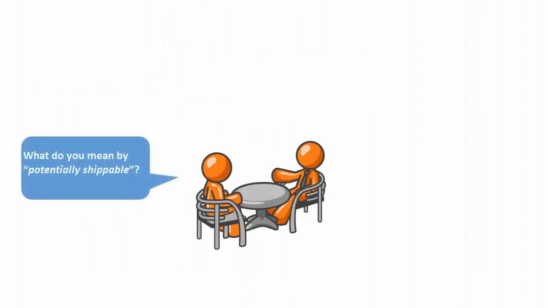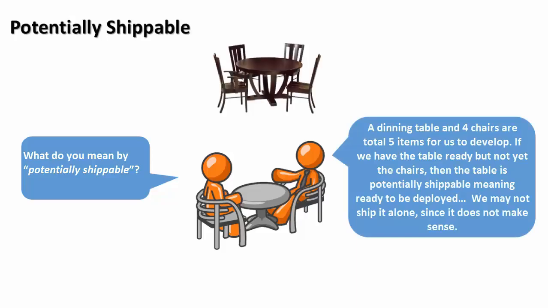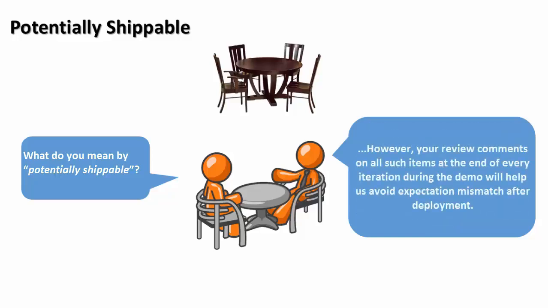What do you mean by potentially shippable? A dining table and 4 chairs are total 5 items for us to develop. If we have the table ready but not yet the chairs, then the table is potentially shippable, meaning ready to be deployed. We may not ship it alone since it does not make sense. However, your review comments on all such items at the end of every iteration during the demo will help us avoid expectation mismatch after the deployment.